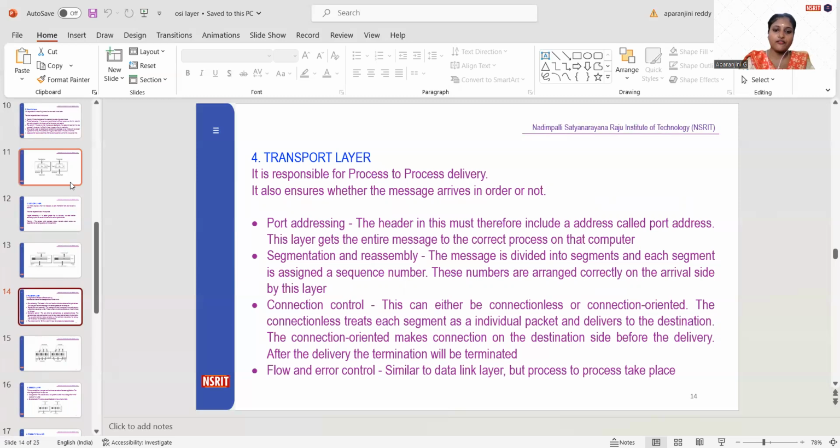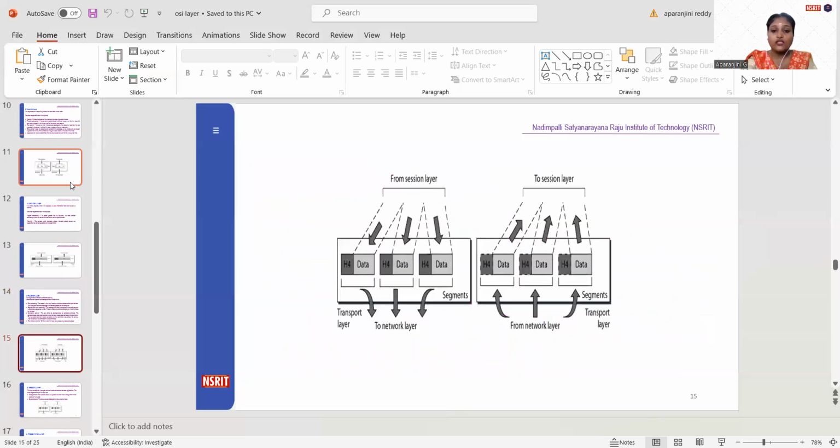Next is segmentation and reassembly. The message is divided into segments, and each segment is assigned a sequence number. These numbers are arranged correctly on the arrival side by this layer. Connection control can either be connectionless or connection oriented. The connectionless treats each segment as an individual packet and delivers it to the destination. The connection oriented makes a connection with the destination before the delivery, and after the delivery, the connection is terminated. Flow and error control is similar to the data link layer, but process to process takes place.